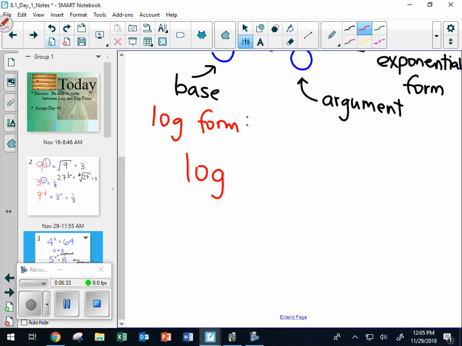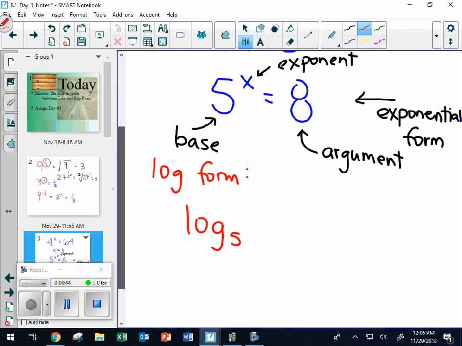Right here, your base goes here. Not the argument. Because if we look over here, we have our base, then our argument will go here. So remember, we have log, and then we have a small number, and that's our base. And then we'll have our argument, which is the main number. And then this is equal to our exponent.